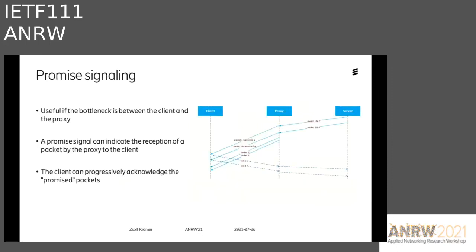Promise signaling is useful if the bottleneck is between the client and the proxy. The proxy is able to send a so-called promise signal, which indicates the reception of a packet by the proxy. And then the client can progressively acknowledge these promised packets to the server. So this allows the proxy to buffer a sufficient number of packets and then quickly send them to the client if the capacity increases. This is similar to how split connection performance enhancing proxies operate today.